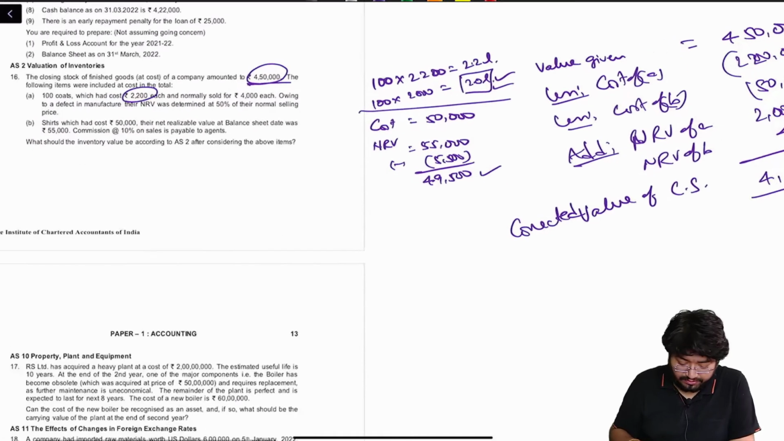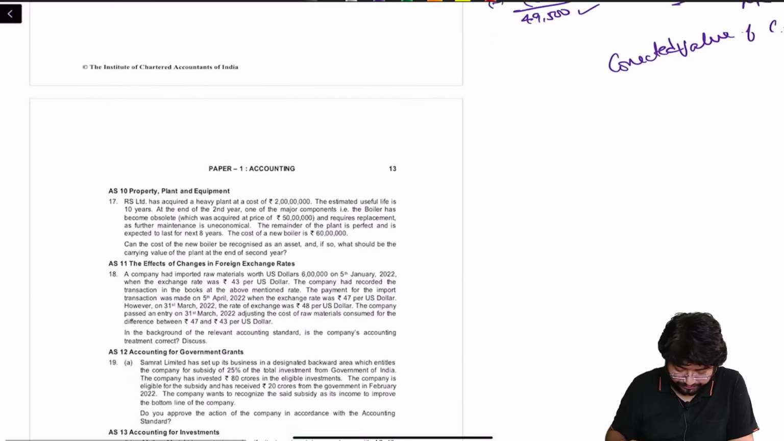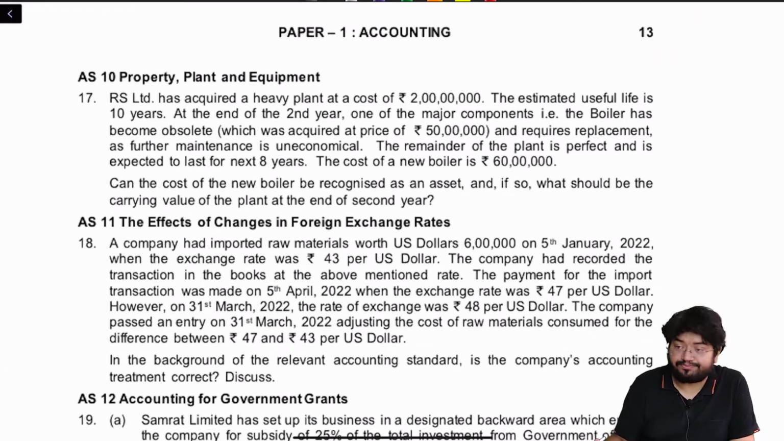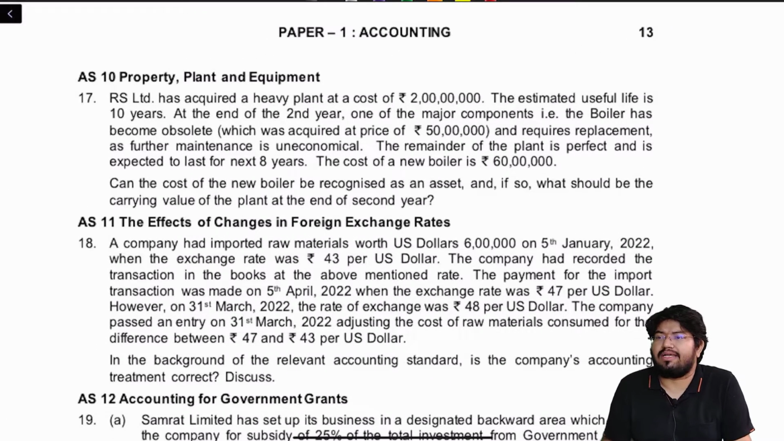So next. 17th question, please see. It is about AS10. RS Limited has acquired a heavy plant at a cost of 2 crores, the estimated useful life is 10 years. At the end of second year, one of the major components, that is boiler, has become obsolete, which was acquired at a price of 50 lakhs and requires replacement as further maintenance is uneconomical. The remainder of the plant is perfect and is expected to last for next 8 years.